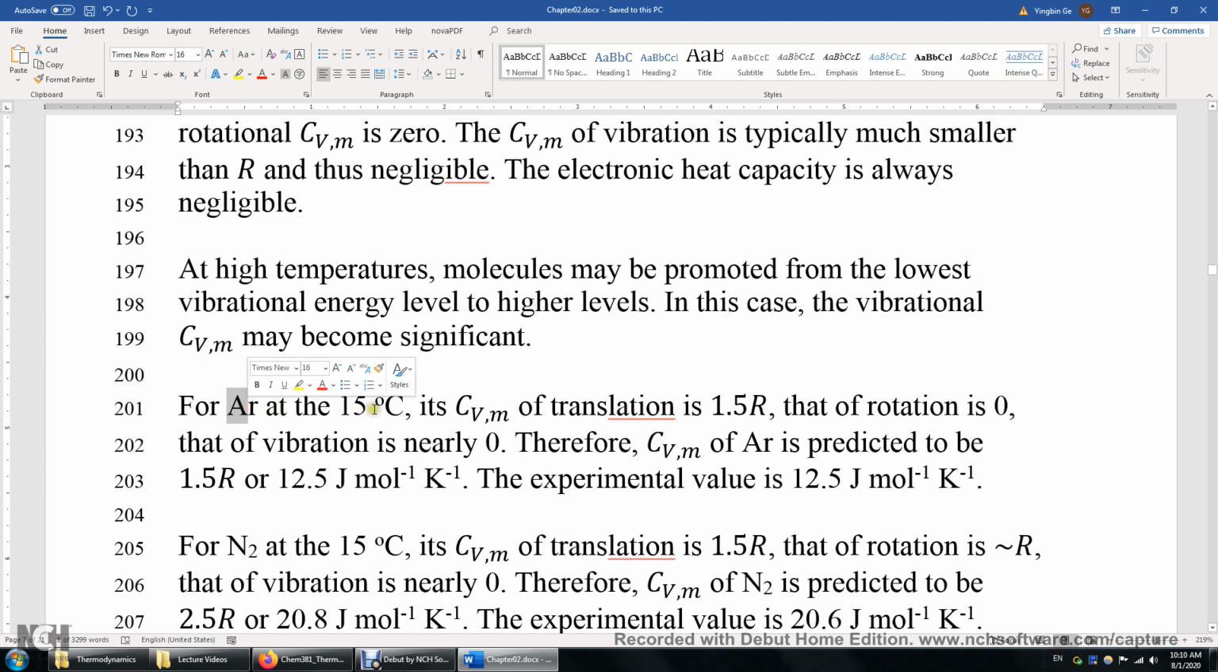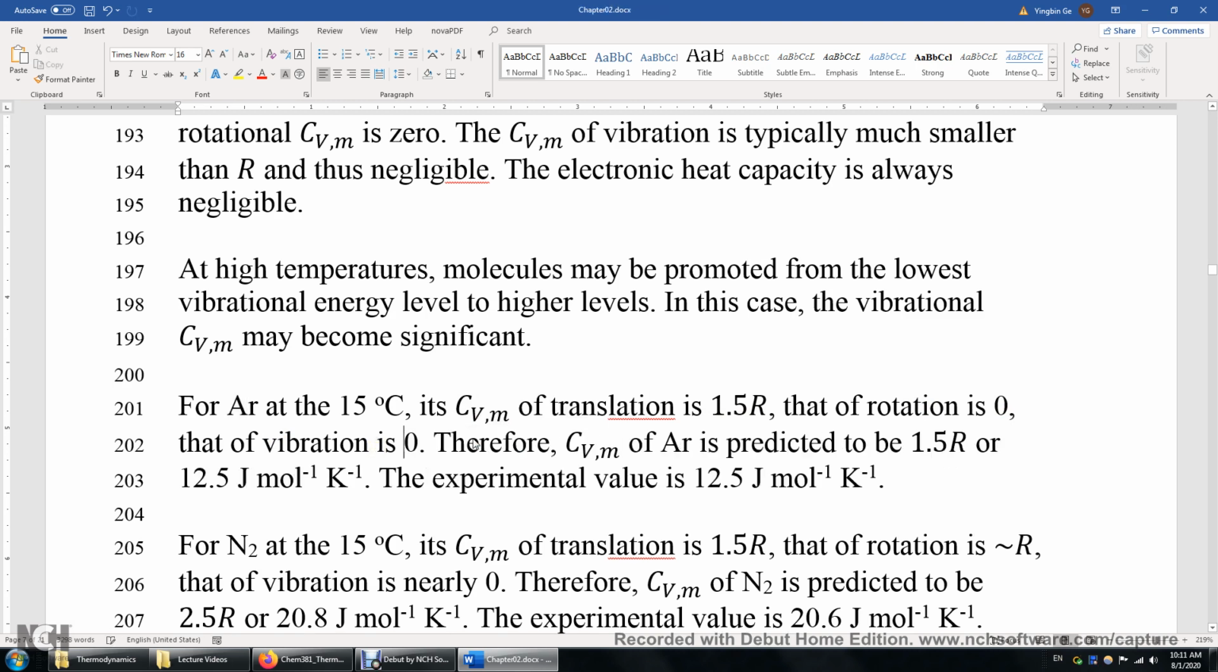Argon, let's say at 15 degrees. Its CVM of translation is 1.5 R. That of rotation is 0 because it's an atom. It does not rotate. There's no vibration. So it's exactly 0. Therefore, the CVM of argon is 1.5 R or 12.5 joule per mole K. This number matches exactly with the experimental value.